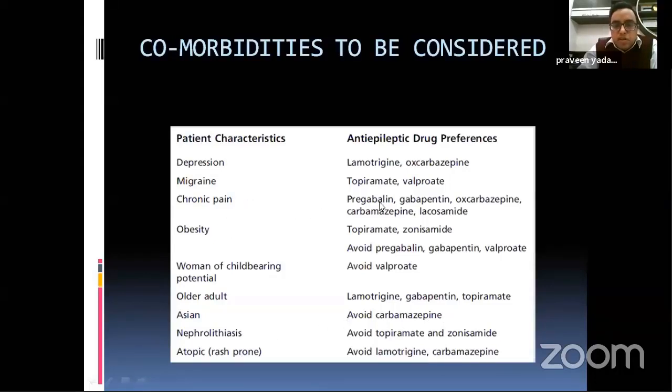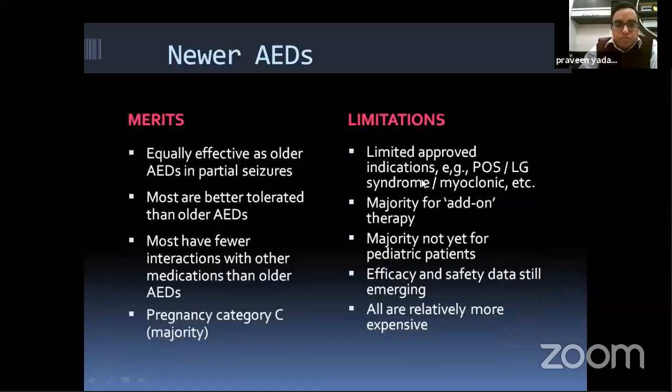Then chronic pain syndrome. So if there is neuropathic pain along with epilepsy, then carbamazepine and lacosamide. For example, if there is trigeminal neuralgia and other neuralgic pain along with epilepsy, carbamazepine and lacosamide may be good agents because they can control both of them. And migraine I have already mentioned.